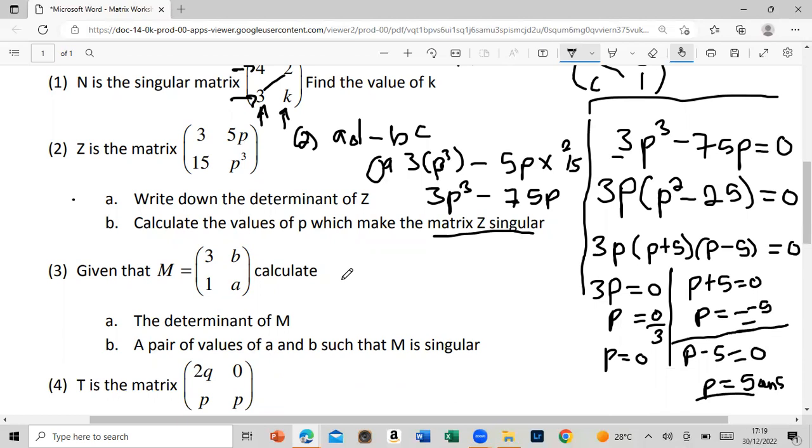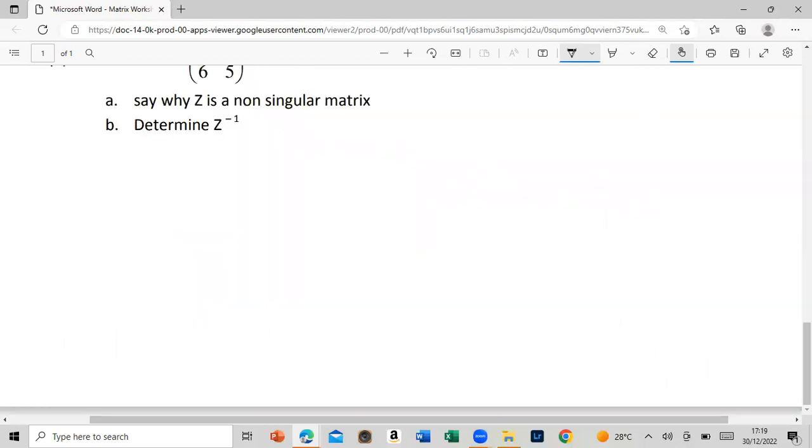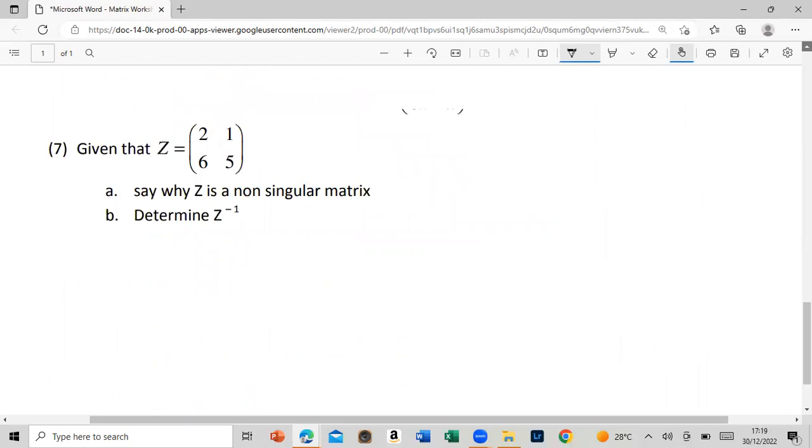All right, let's go down to 3. What the hell? Why am I so speedy?